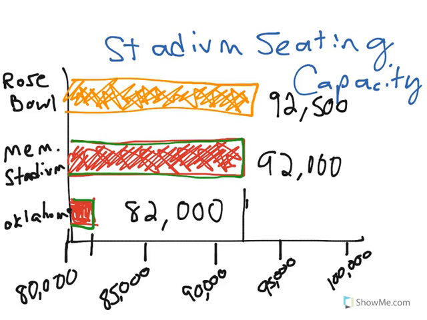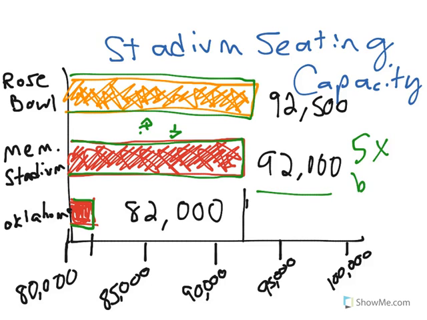But if you just look at the bar graph, it looks like the Rose Bowl and Memorial Stadium are like 5 times bigger, because look how much bigger these two are than Oklahoma's bar. But really, is 92,000 5 times as big as 82,000? Not at all. It's not that big of a difference when it comes to football stadiums. So the way this graph was misleading is that the bars made it look like Memorial Stadium was 5 times bigger, because we started out at 80,000 instead of starting at 0.